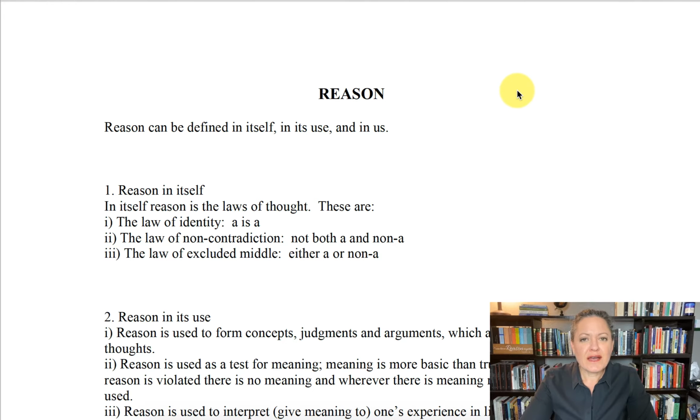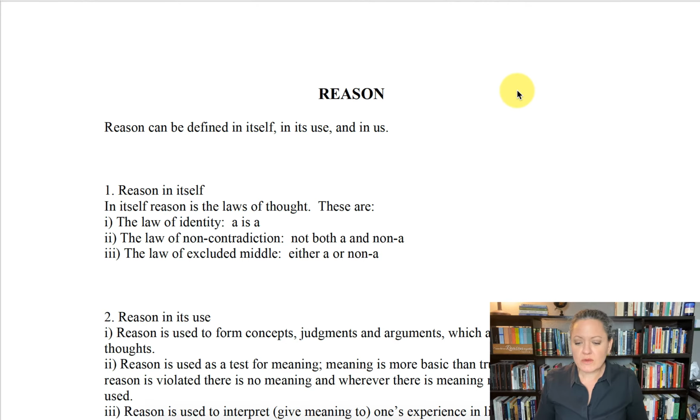Class, today I want to introduce you to the Reason handout. We are going to begin our unit on epistemology. If you recall, the three areas of philosophy are epistemology, how do I know; metaphysics, what is real; and ethics, what is the good life, or what ought I to do. So epistemology is the study of how we know things and what knowledge is.